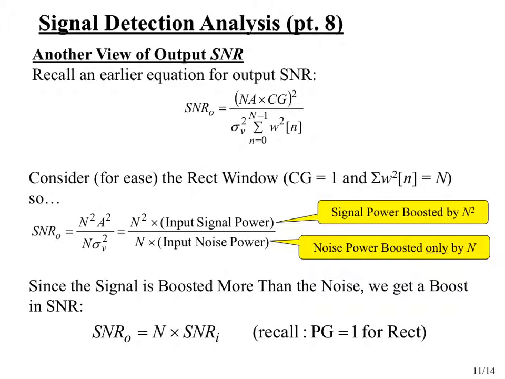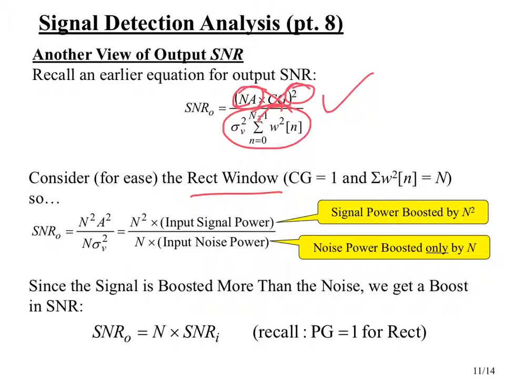Okay, slide 11. Let's take an alternate view here, to try to get a feeling for how this all works. We had this equation earlier for our output SNR, written out explicitly. We've got the N and the A up in the numerator. We've got the coherent gain, and we're squaring all that to get it into a power form. Then down in the bottom, we've got the variance of the noise times the sum of the squares of the window values. For this analysis, let's just talk about a rectangular window.